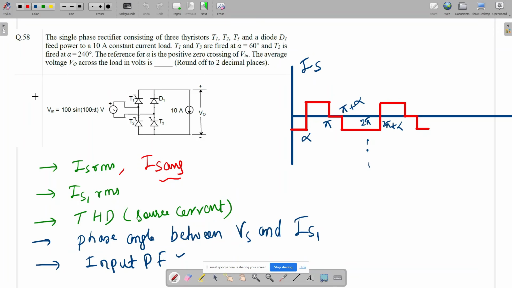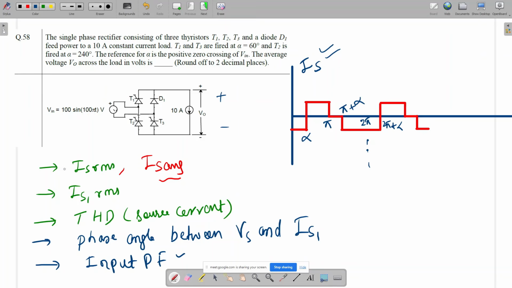So this question I have already discussed in the first session. This question was asked in 2023 electrical engineering, where they asked what will be the average output voltage. But in this session I will analyze all the parameters of the source current. This is the shape of the source current we already drew in the previous class. So for this source current, I will analyze all these things.